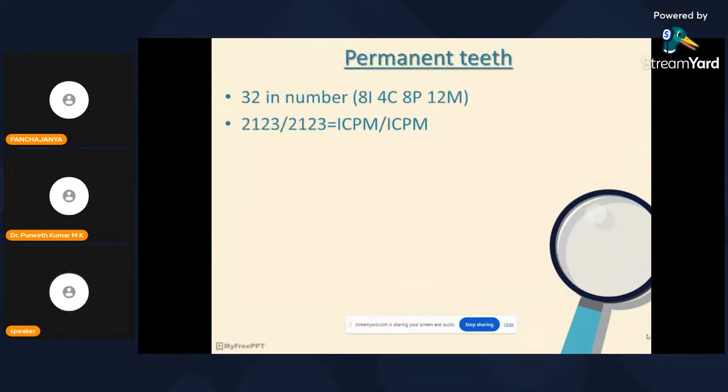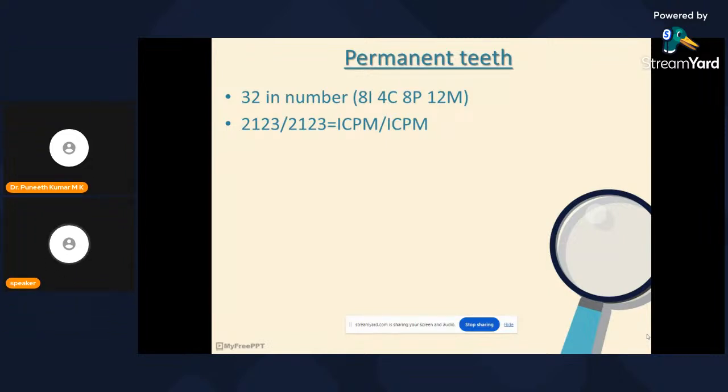Next is permanent teeth. Permanent teeth will be 32 in number. That is 8 incisors, 4 canines, 8 premolars and 12 molars. Here, premolars will be present in the permanent teeth. The dental formula will be 2123 over 2123, ICPM.